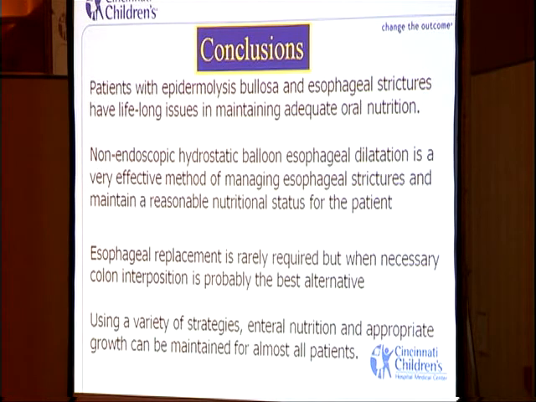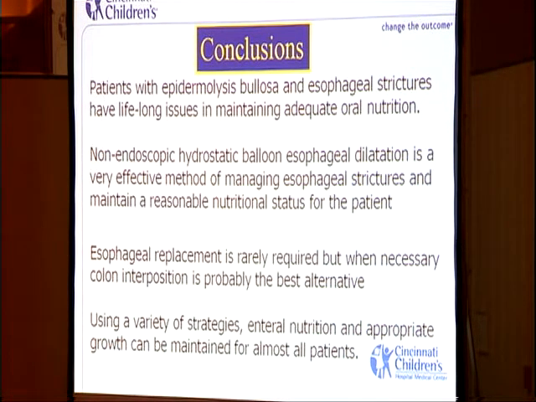So in conclusion, patients with EB and esophageal strictures, many of them have lifelong issues in maintaining adequate oral nutrition. The non-endoscopic balloon esophageal dilation technique is a very effective method in managing these strictures, and in most patients it does maintain a good nutritional status. Esophageal replacement is rarely required, but when necessary, a colon interposition is probably the best alternative that we have available.